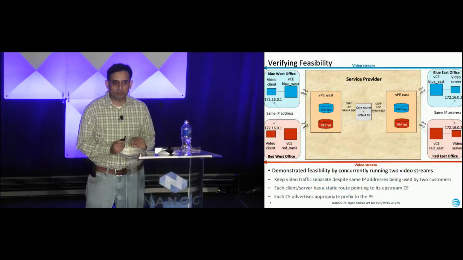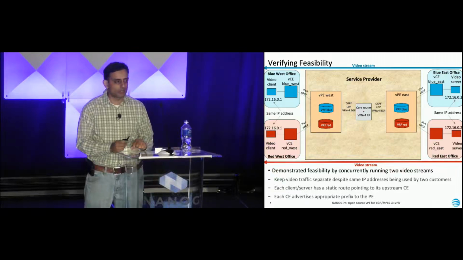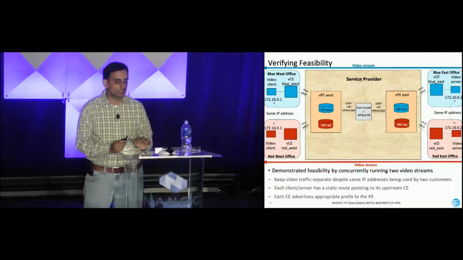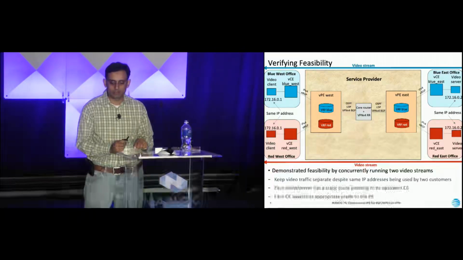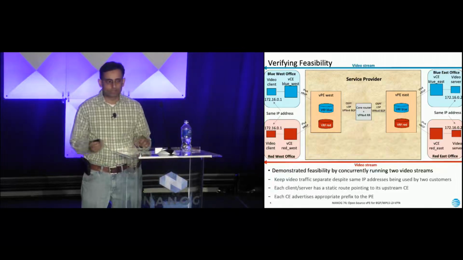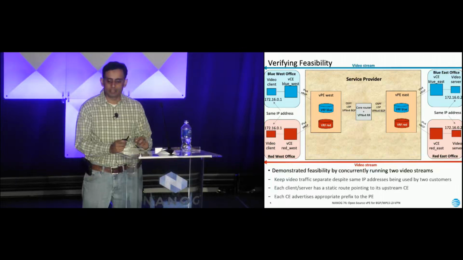So this is what the picture looks like of the test bed that we used for verifying feasibility. In the middle is a service provider. I bet this is the smallest service provider that any of you have seen in your life. It has only 3 routers, 2 PEs which are interconnected by a core router. And the core router doubles up as the VPN v4 route reflector as well. Inside the core we use OSPF and LDP for connectivity between VPEs.